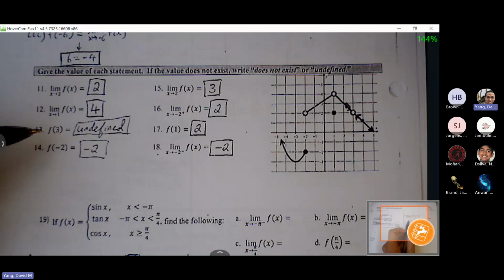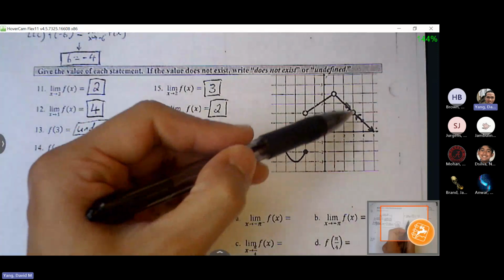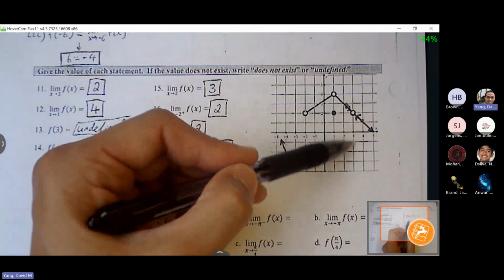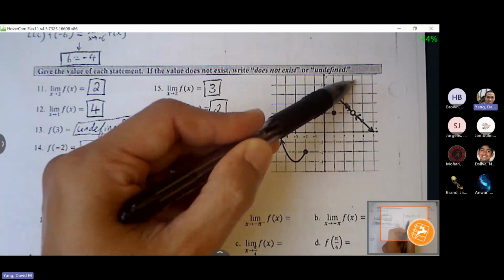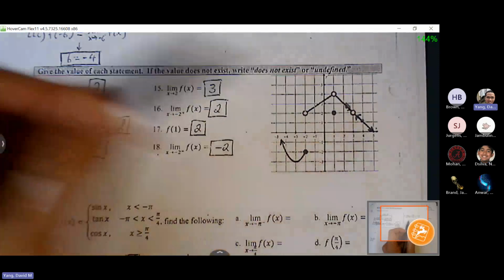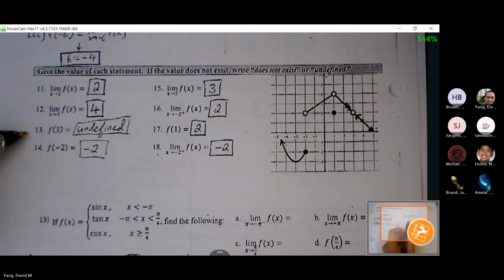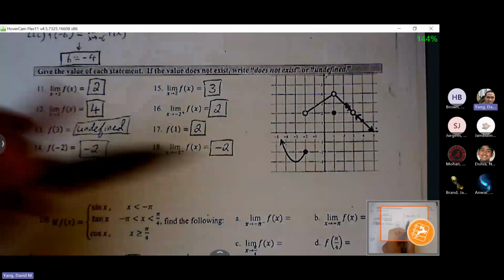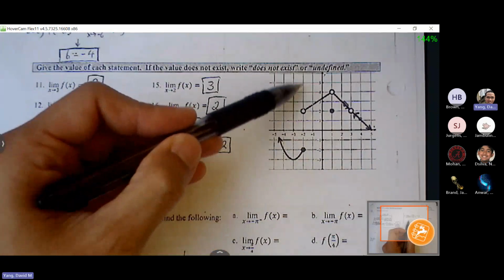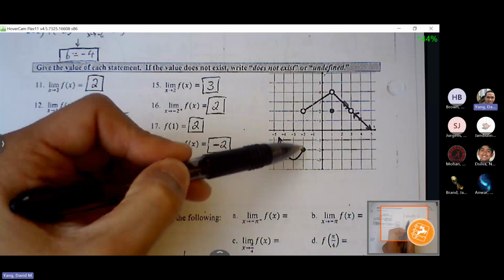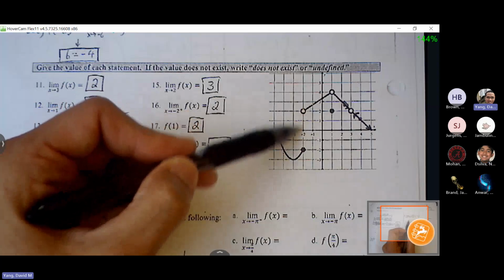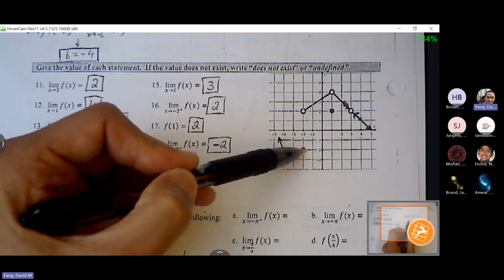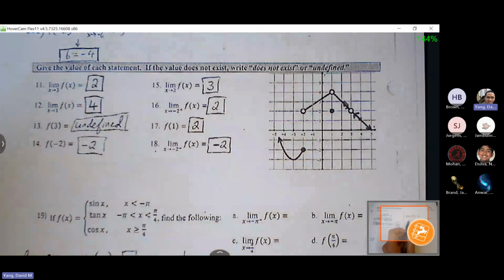F of 3. We're looking to see, is there any point that's defined when x equals 3? There's a hole, but a hole doesn't show definition, and there's nothing else that's defined, so f of 3 is undefined. Okay, f of -2, we're looking up and down at -2. Do we see any y value that is defined? The hole, we can ignore that, but there is a point that is defined here, so f of -2 is -2.